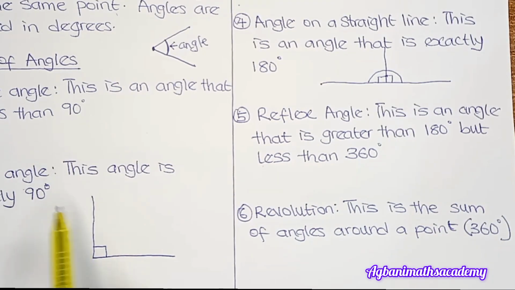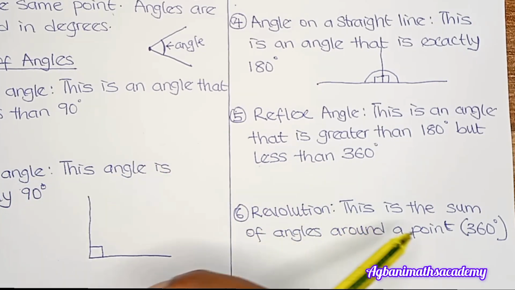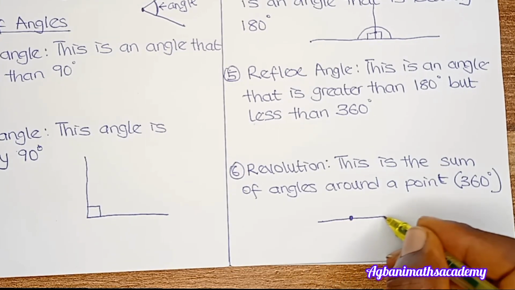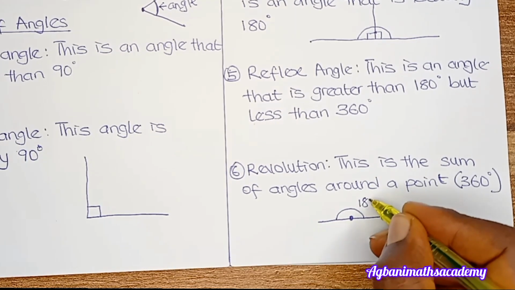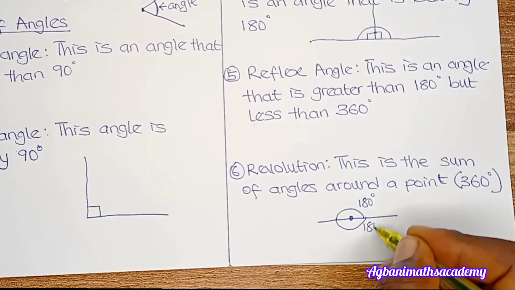The last one on our list is a revolution, or angle around a point. This is the sum of angles around a point. When you have a point here, there is a straight line that crosses it. The angle on top of the straight line is equal to 180 degrees. The angle below the straight line is equal to 180 degrees.